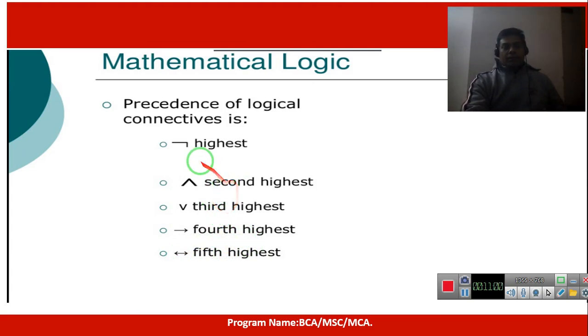Okay, so in this lecture we have covered the logical connectives in full detail. In the next lecture we will discuss some applications of these mathematical logic connectives.